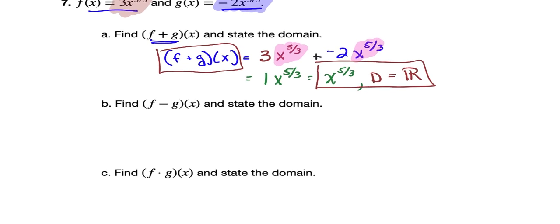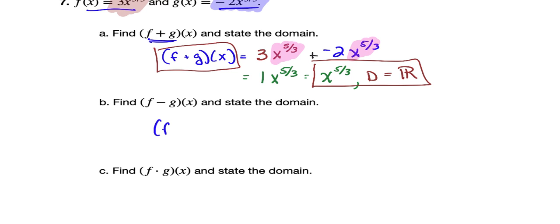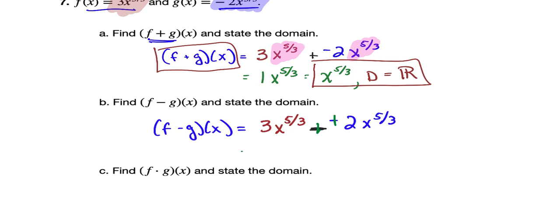Here comes subtraction now. F minus g of x. And so again, using my color coding, that's 3 times x to the 5 thirds, this time minus negative 2x to the 5 thirds. Now, we get a double negative here, so it's going to be an addition problem. So it's 3x to the 5 thirds plus 2, so that's 5x to the 5 thirds. Again, we're doing cube roots, and we're not doing any division, so domain, all real numbers.